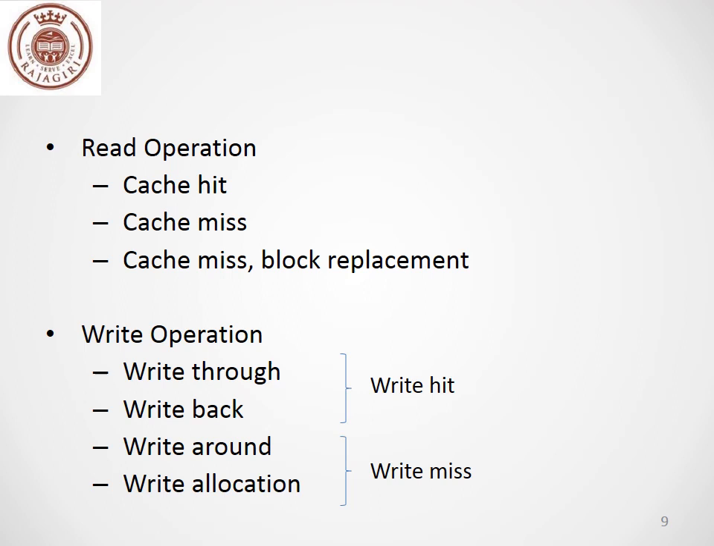Next is the write operation. If the processor wants to write some data into the main memory, in that case also the cache will be involved. And here also there are two cases: either a write hit or a write miss. In the case of a write hit itself, there are two protocols followed. It can either be the write through or the write back method. If I am following the write through method, then whatever data the processor wants to write into the main memory will be updated simultaneously in the cache as well as in the main memory.